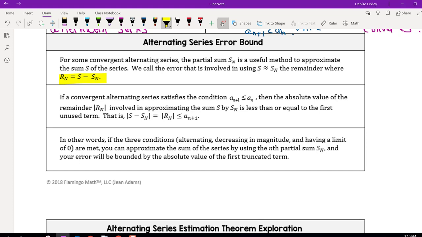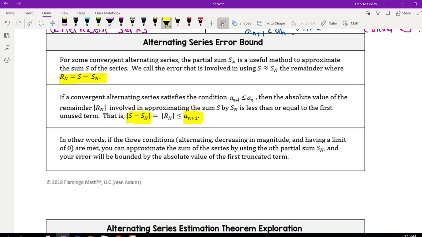that we are using. So if a convergent alternating series satisfies the condition that a sub n plus 1 is less than or equal to a sub n, then the absolute value of the remainder involved in approximating the sum is less than or equal to the first unused term. In other words, the absolute value of this difference is always going to be less than or equal to the next term that you're not using.